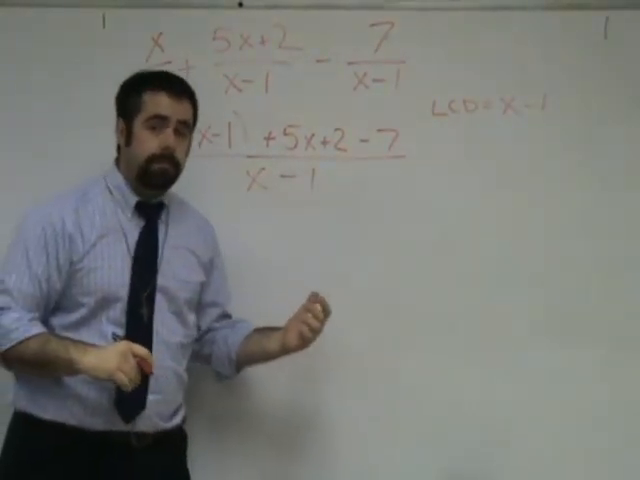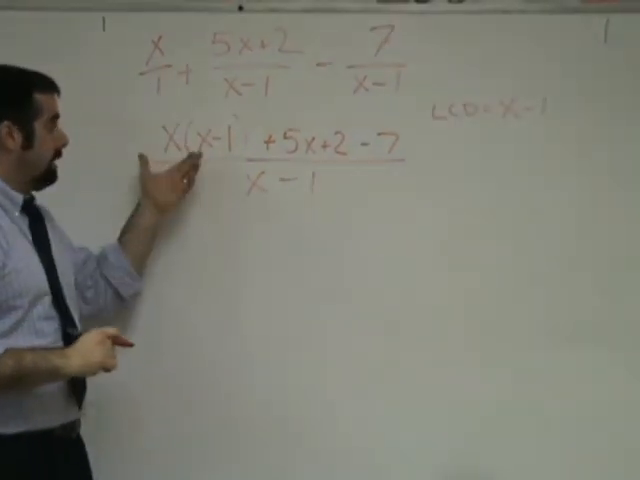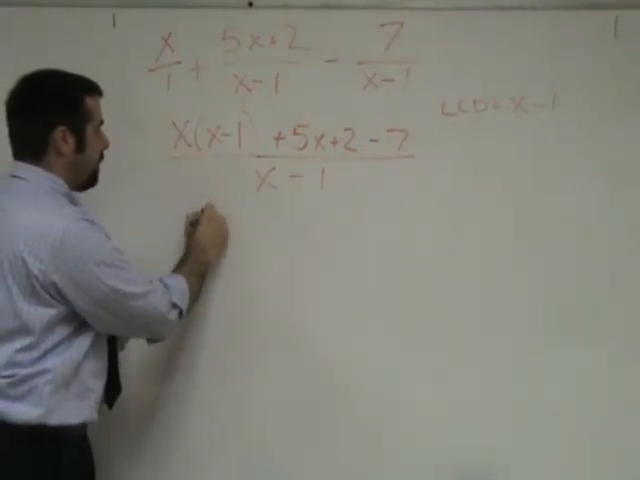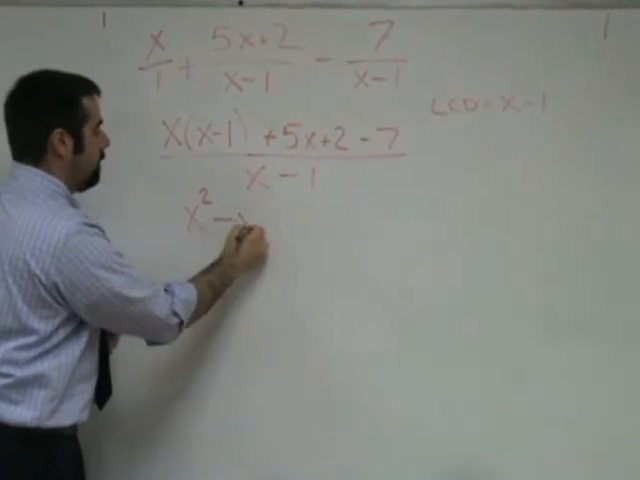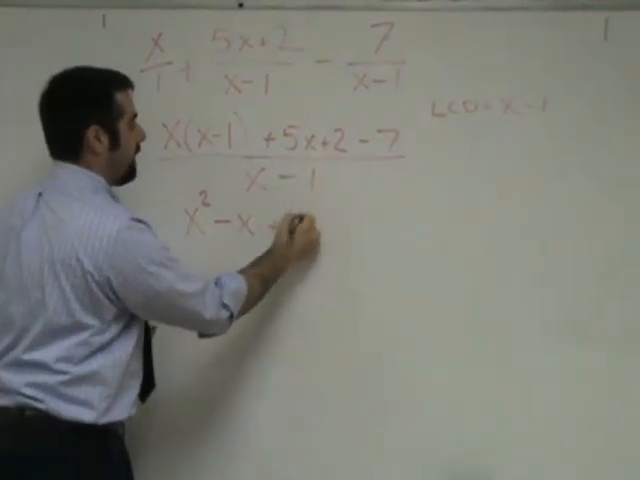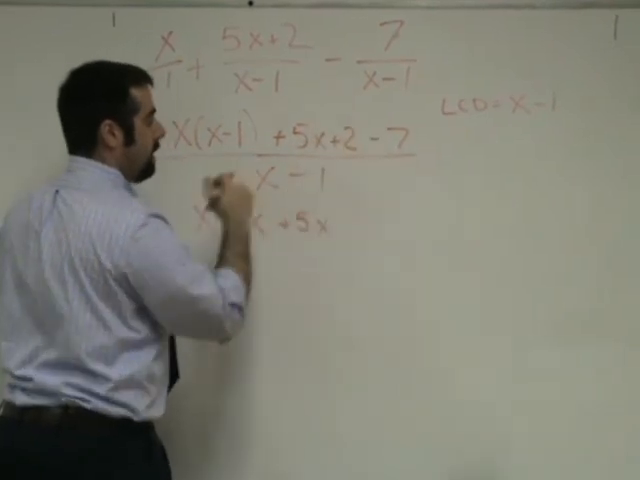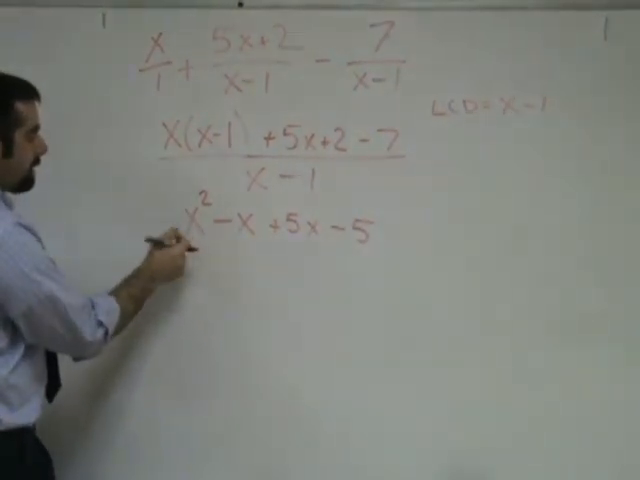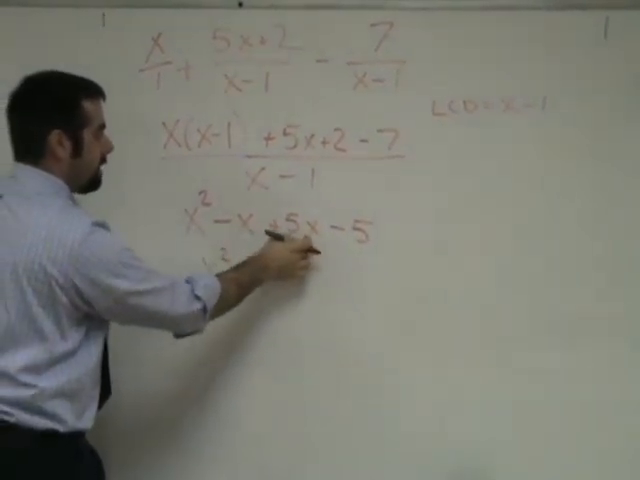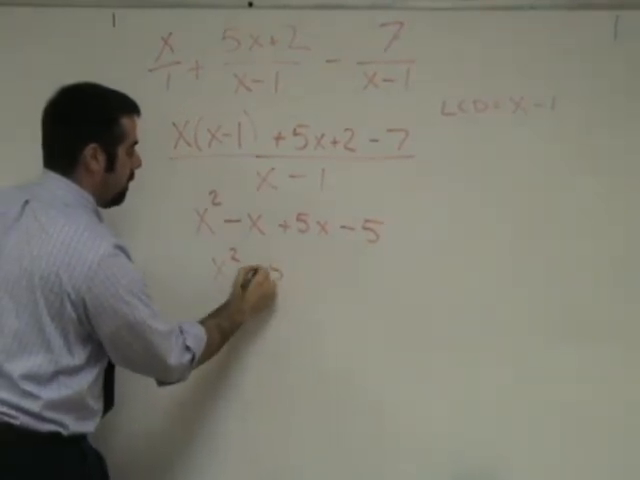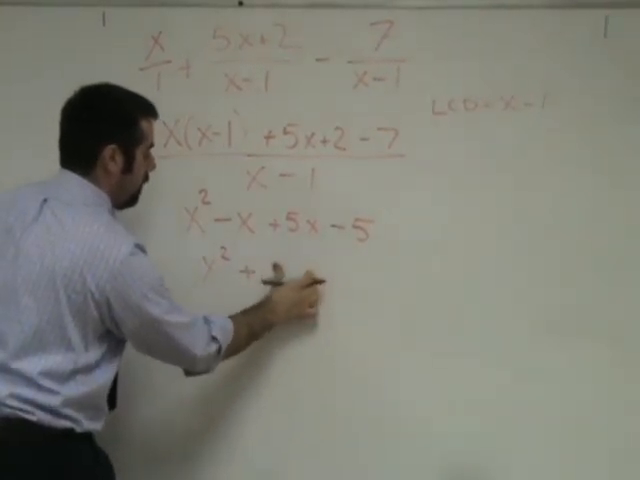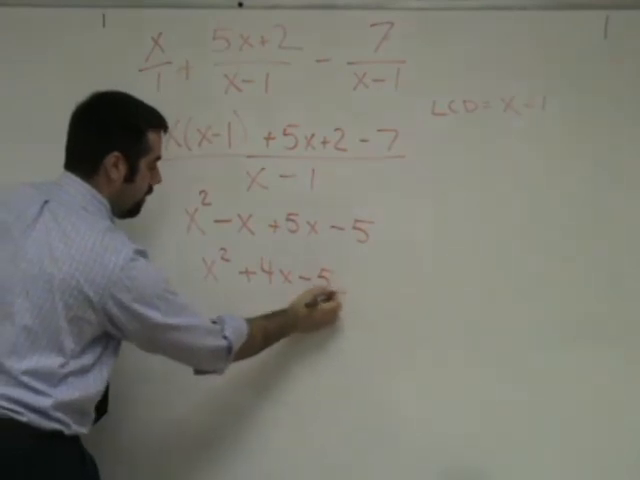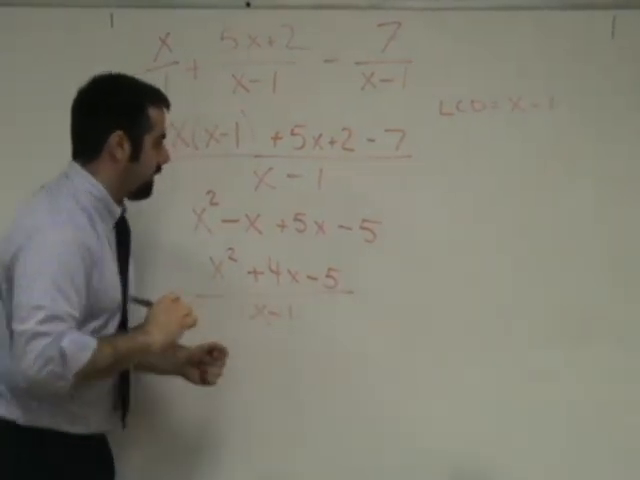x minus 1. All right, let's simplify the numerator here. I can go ahead and multiply x times x using the distributive property, and x times negative 1, there's my plus 5x. 2 and negative 7, that's a negative 5. Now here we'll quickly simplify. x squared minus x and a positive 5x would be a positive 4x, so x squared plus 4x minus 5 all over x minus 1.